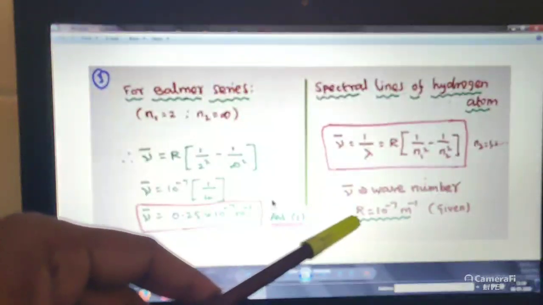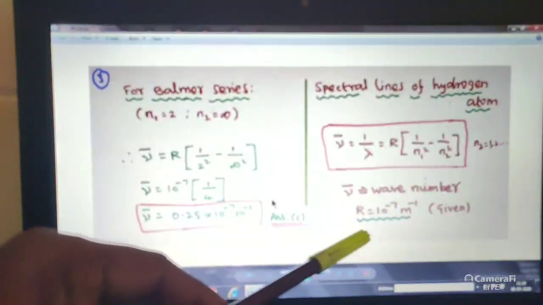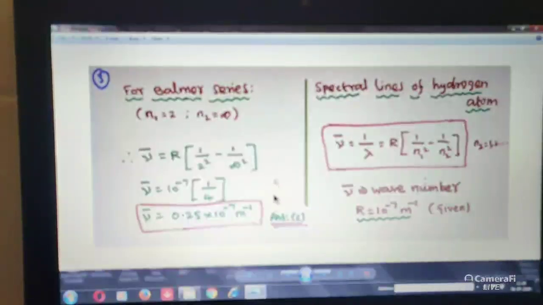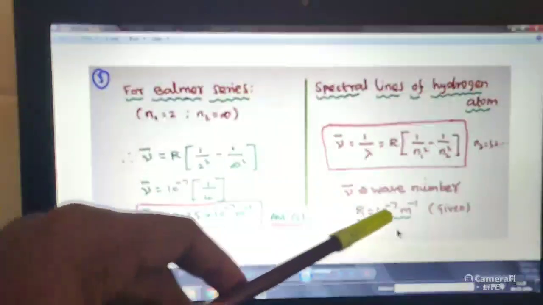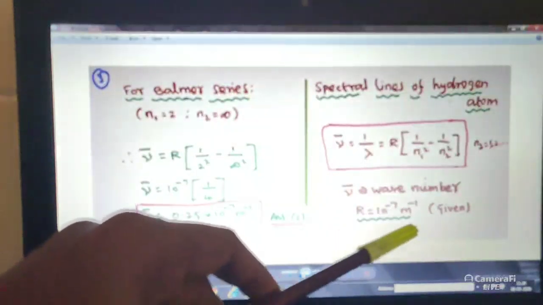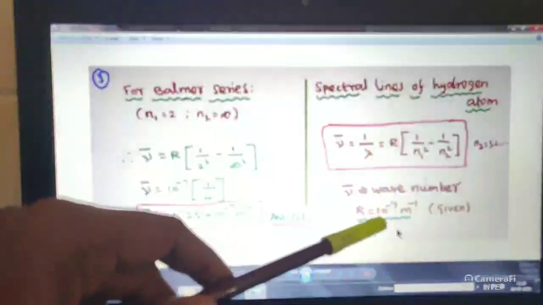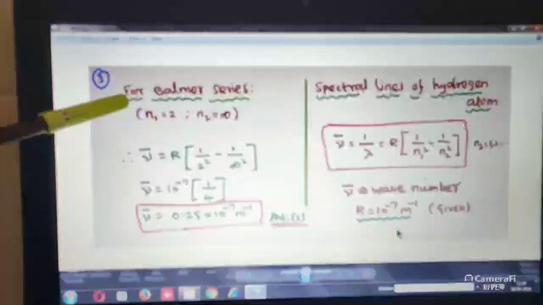So in this question the given value, the Rydberg constant R, I mentioned wrongly, just a minute, is 10 power plus 7 per meter. So please change it. R is equal to 10 power plus 7 per meter. While I send the notes, I will recorrect and send.